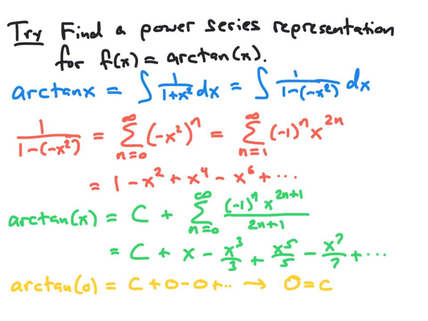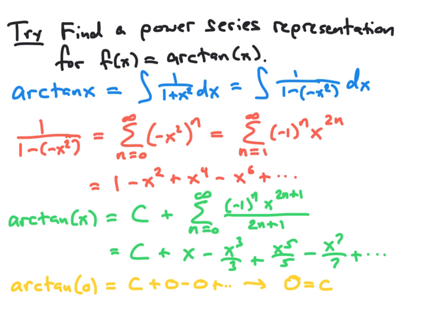We then integrate this term by term, so that the arctangent of x is our arbitrary constant c, which we will find a specific value for in a moment, plus the sum from n equals 0 to infinity of the constant negative 1 to the n times x to the 2n plus 1 over 2n plus 1. Here we're anti-differentiating x to the 2n using the power rule by adding 1 to the exponent to get x to the 2n plus 1, and then dividing by this new exponent, 2n plus 1.